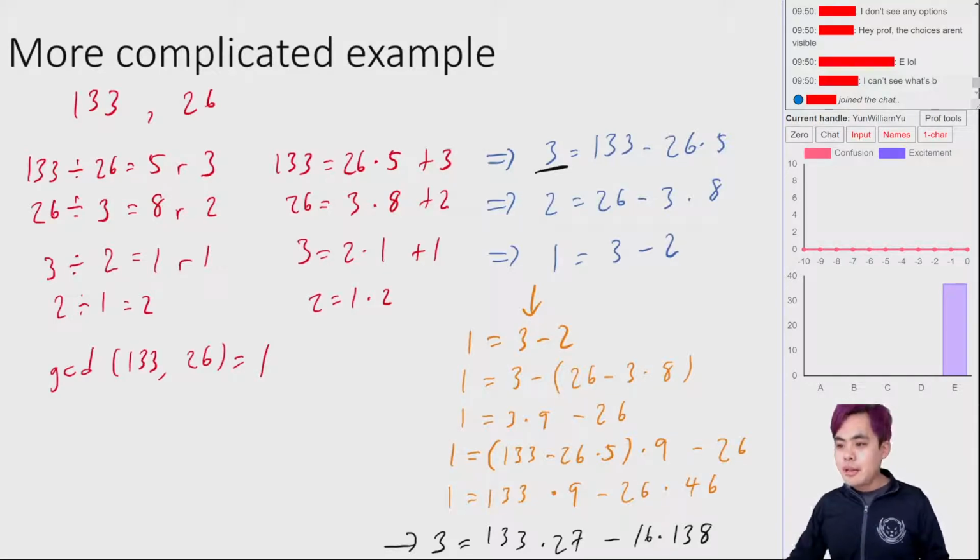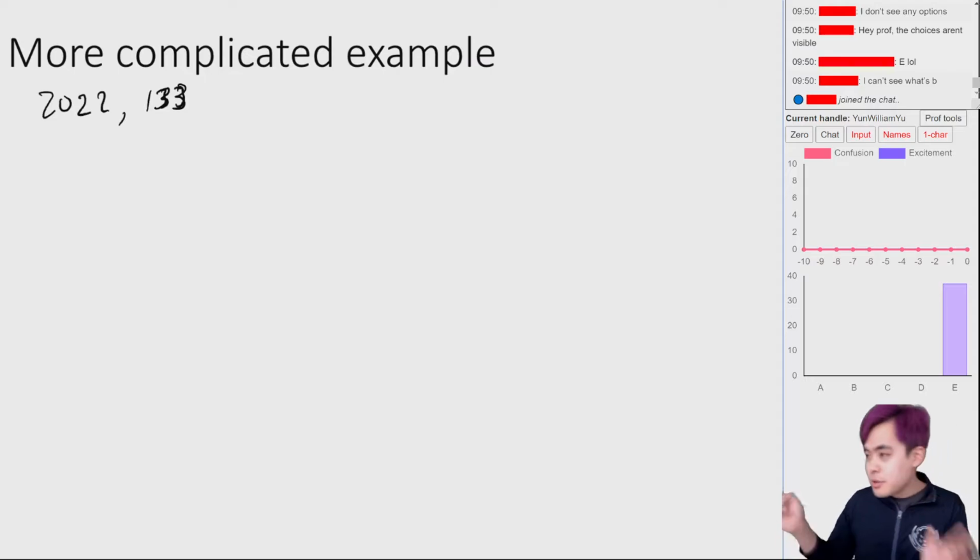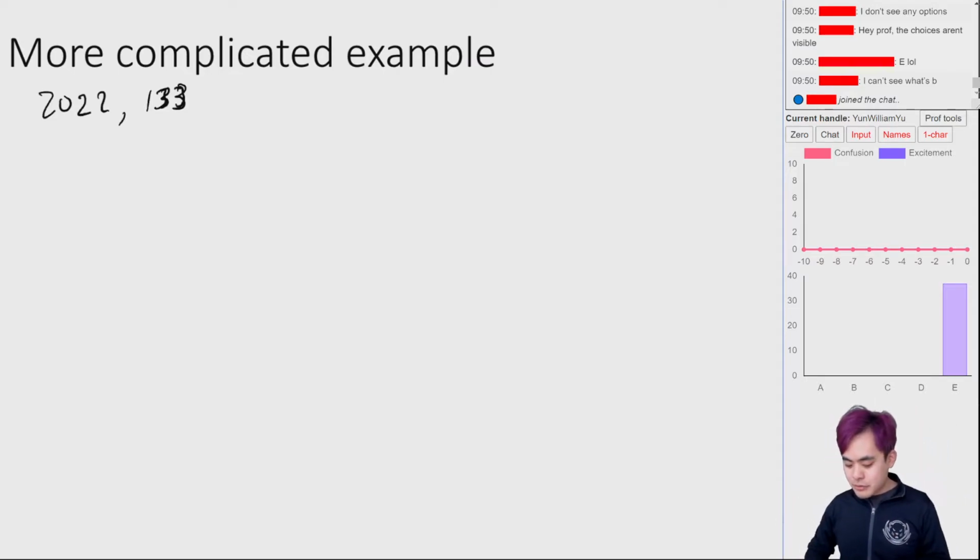Okay, and with that, I will not put up the other example. If you want another example to play with, you can try doing 2022 and 133, which is the number of people registered for this class. But we're not going to do that because I am out of time.